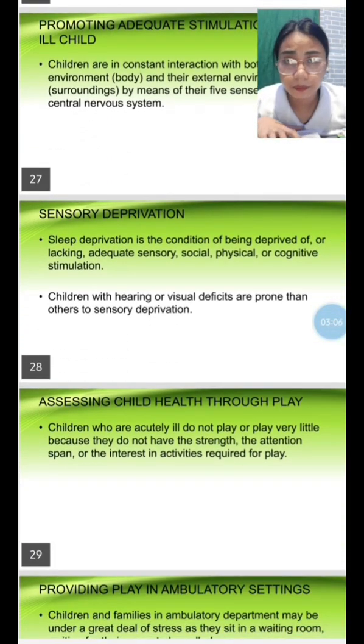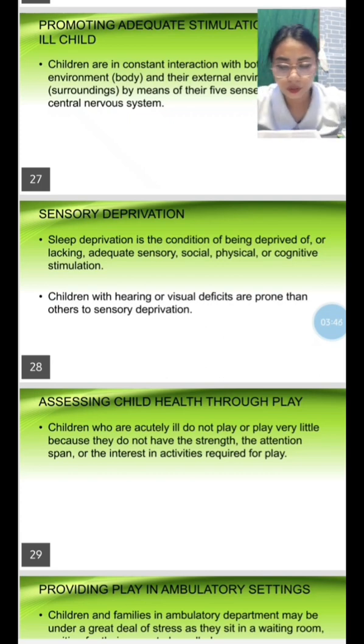Sleep deprivation is the condition of being deprived of or lacking adequate sensory, social, physical, or cognitive stimulation. Children with hearing or visual deficits are more prone than others to sensory deprivation. Children who do not receive enough sleep can suffer sleep deprivation, just as adults do. After approximately 4 days of poor sleep, this can cause them to experience difficulty in concentrating and episodes of disorientation and misperception.